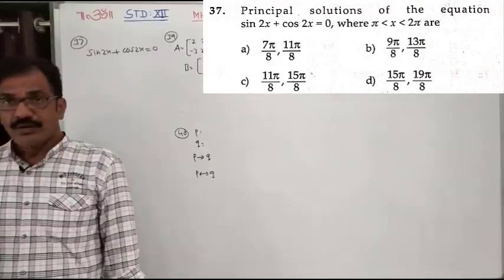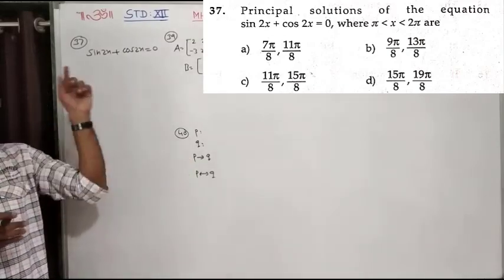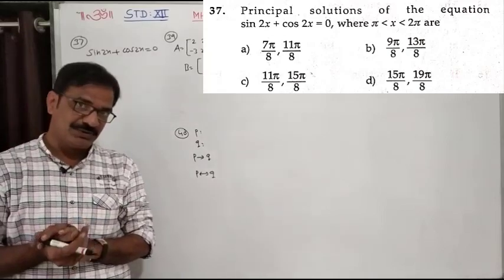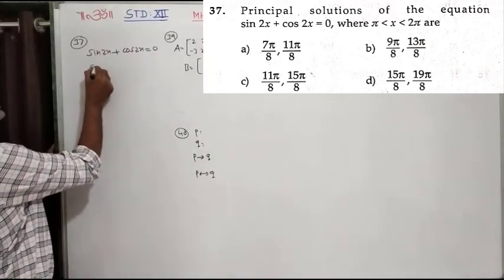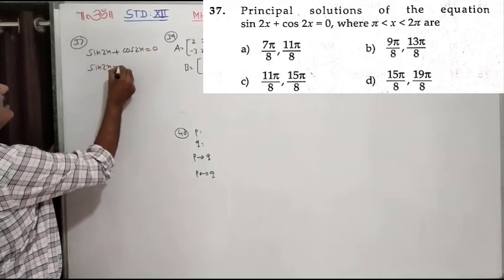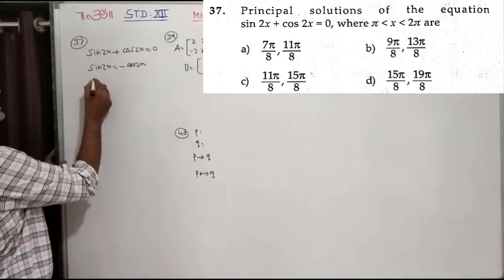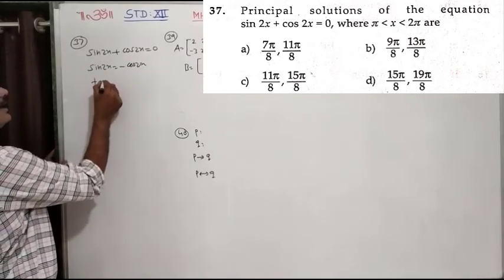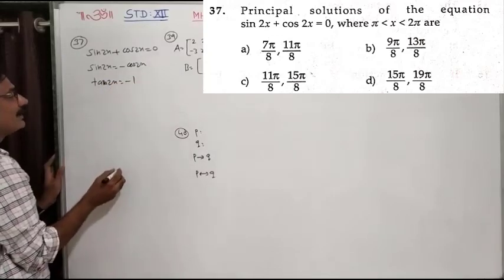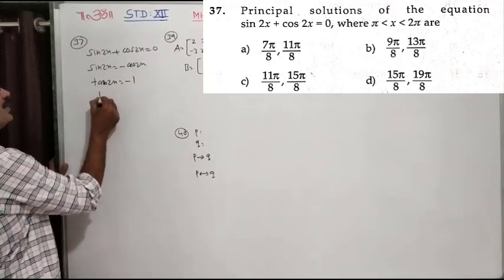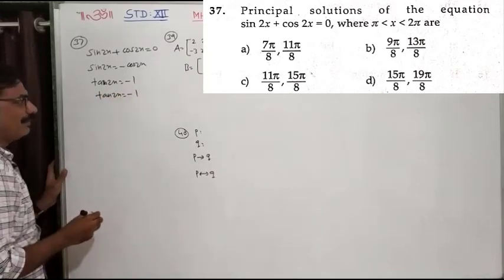See the question number 38. What is the principal solution of this? Principal solution, trigonometric function. Yeah. You can write this equation as like this. If you transfer it, then this will come to -1. So tan of 2x is -1.